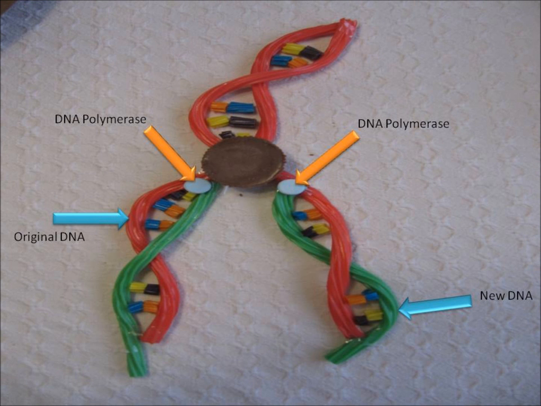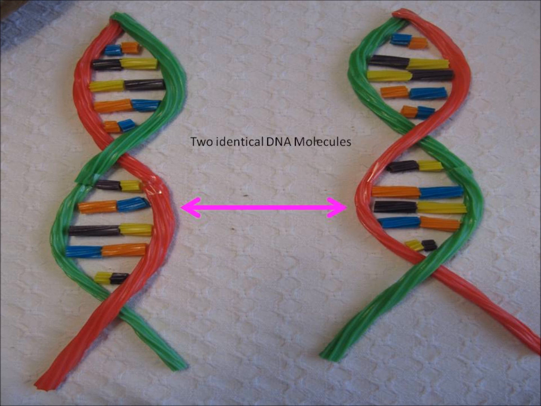As you can see, the DNA polymerases are adding complementary nucleotides to each original strand of DNA. This creates a new DNA molecule coiled around the original. Finally, two identical DNA molecules are produced.